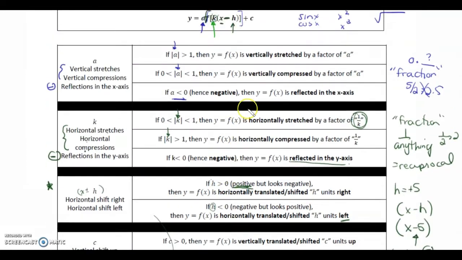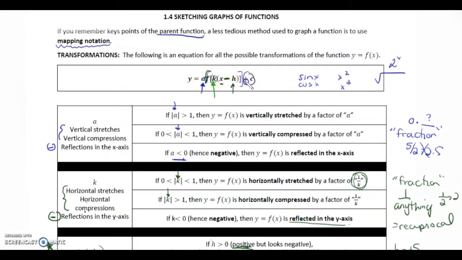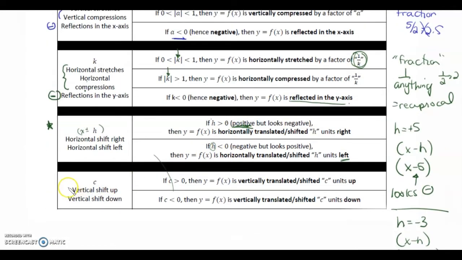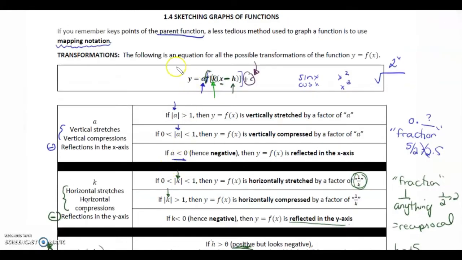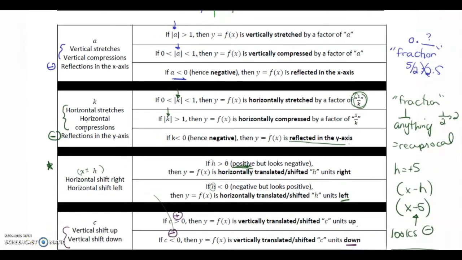Okay. And now c. So after the function, if we have a plus or a minus and a number, what this means is a vertical shift up or down. So if c is greater than 0, obviously that's a positive number, it's a vertical shift c units up. And if c is less than 0, so a negative number, it's vertically shifted c units down. Okay, so keep this handy while we're doing the questions. This is your complete overview of all of the transformations.